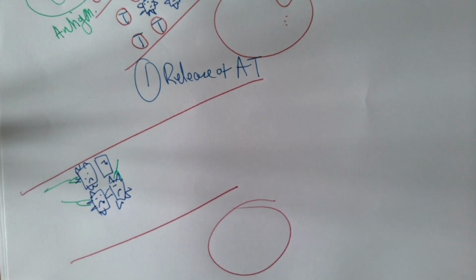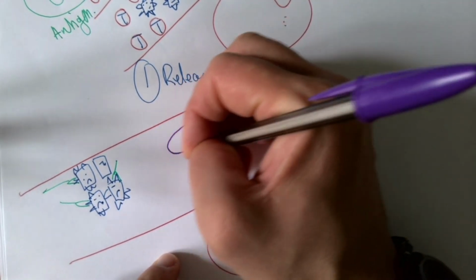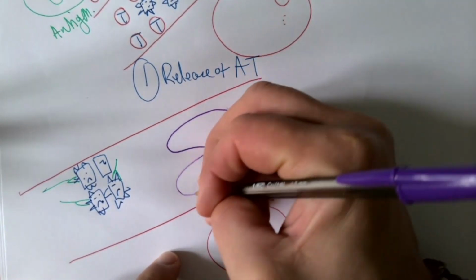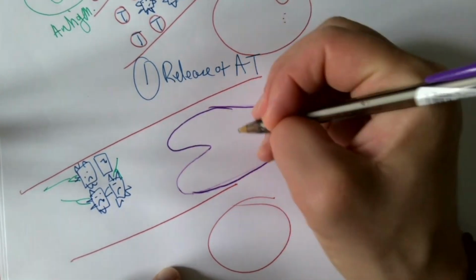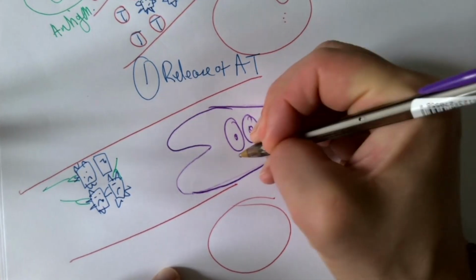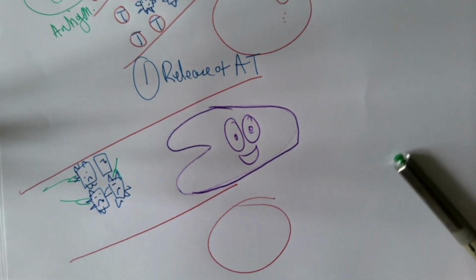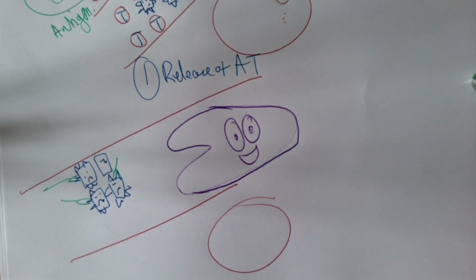And then more importantly, it sends out a signal to another type of white blood cell. Now, this white blood cell is the destroyer. This is called a phagocyte.